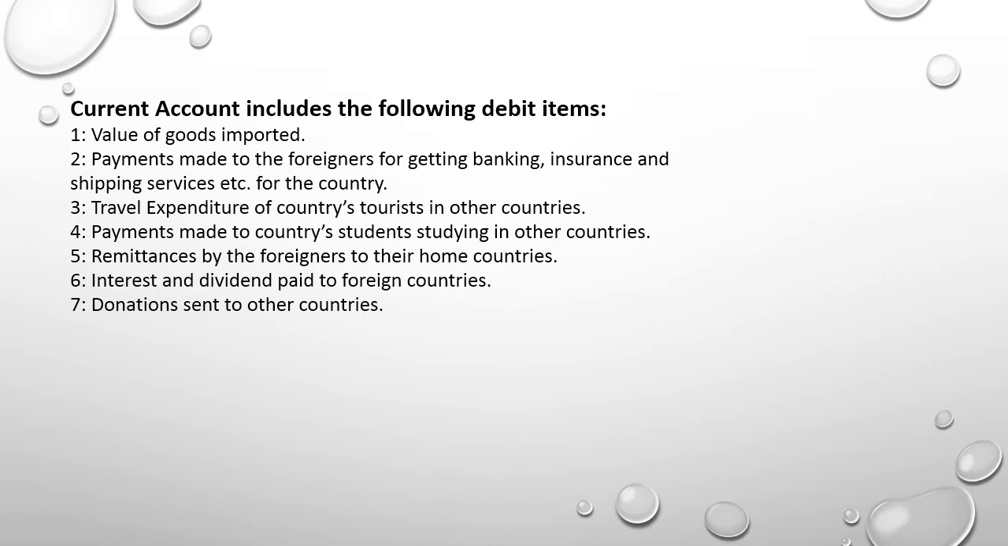Number six is interest and dividend paid to foreign countries. Interest on loans and dividend on shares and certificates which are held by the foreigners, we have to pay that amount, and it will go out of the country. Then seven, donations sent to other countries. When there is any calamity, like an earthquake or floods, where human lives are at stake, countries send donations to each other at the time of that hardship.